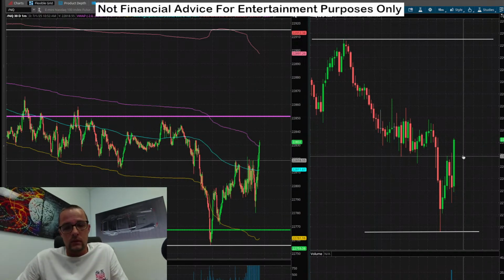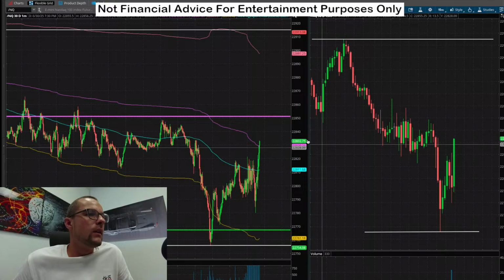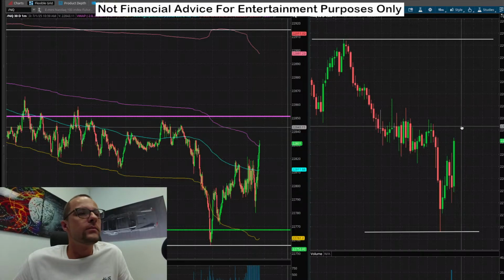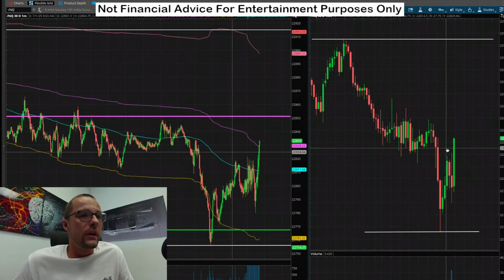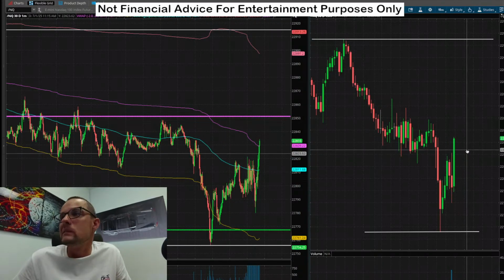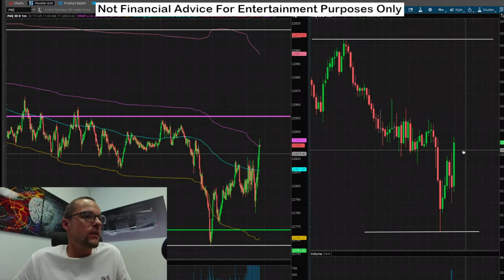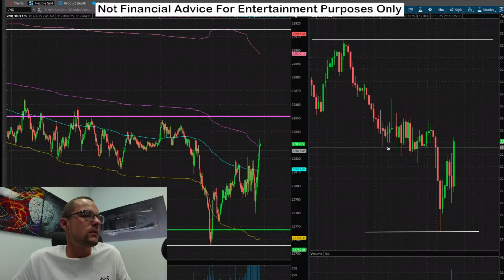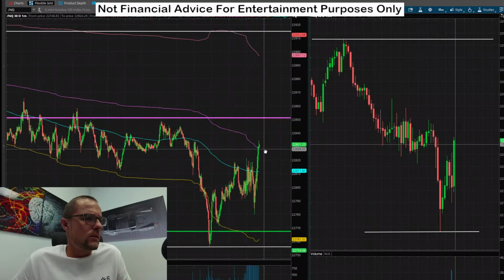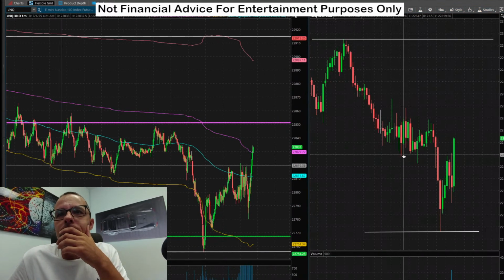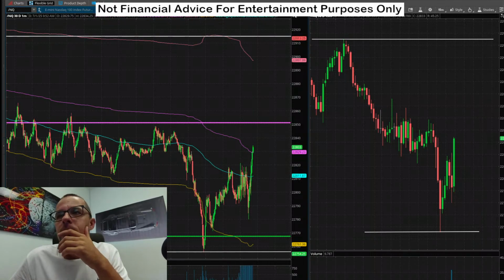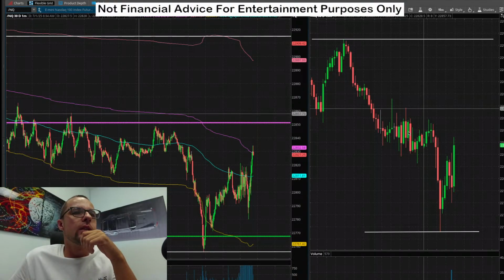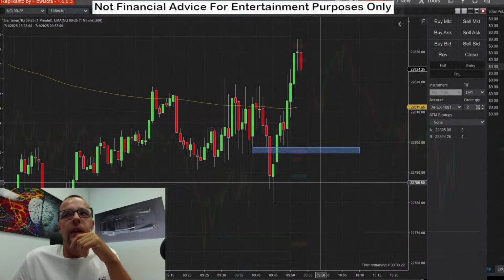Crap. All right, we're showing there's still a lot of resistance up here. Overall, we're in a downtrend, so I need to get these accounts. All right. So I got the 15-minute chart right here. This is the 15-minute chart, and then this is the 1-minute chart.